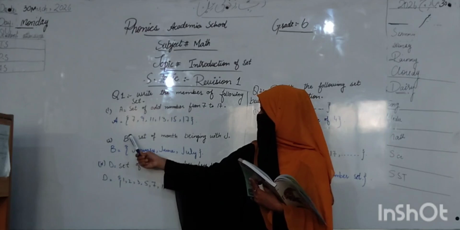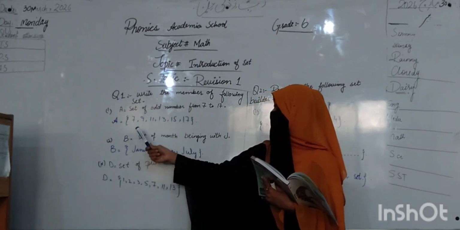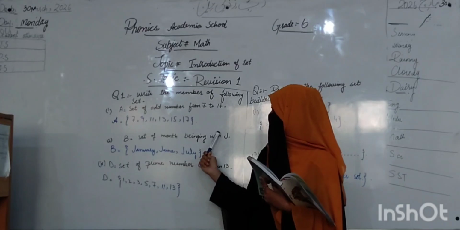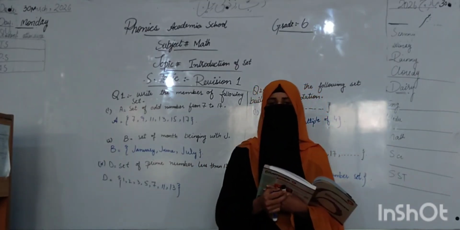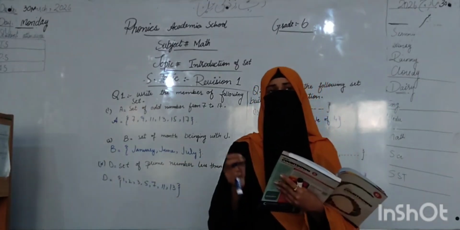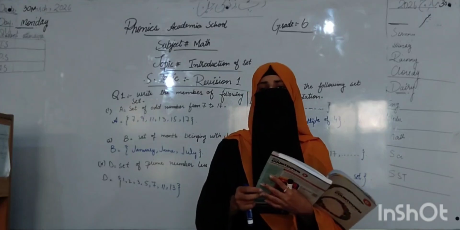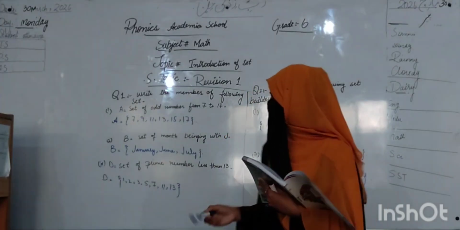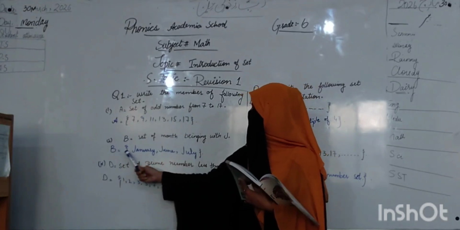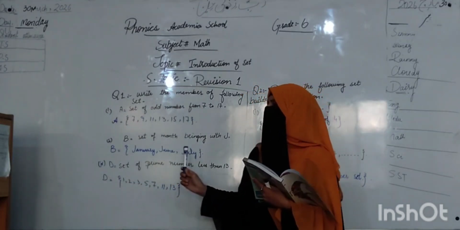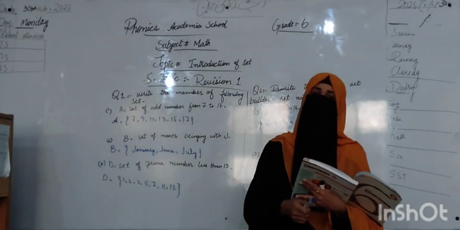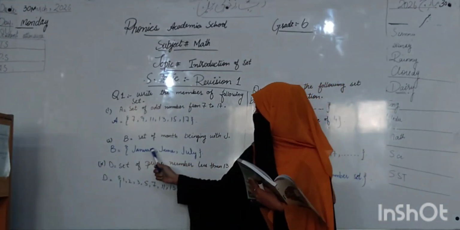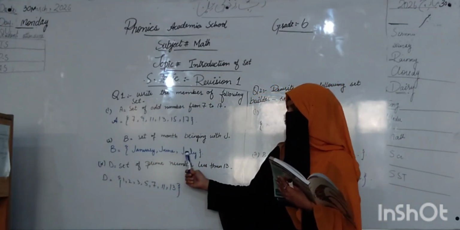Then question number 2. B is equal to the months starting with J. That's a month starting with J, for example, January starts with J. They said to write the months starting with J. So according to this set, B is equal to January, June and July, because these are the only three months that start with J. So according to this, there are three members: January, June and July.